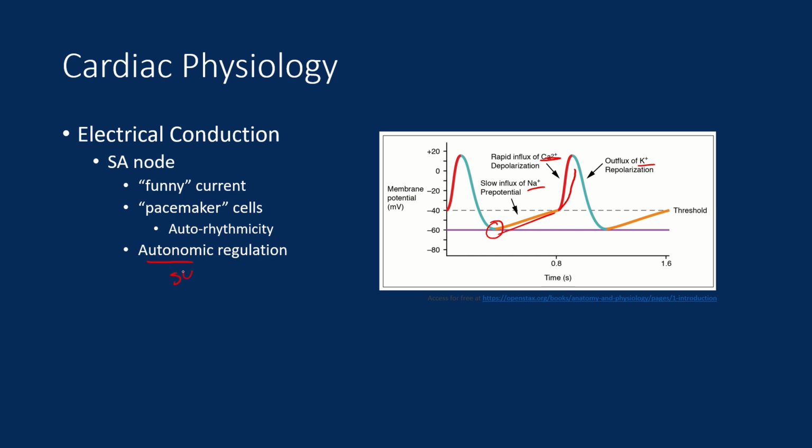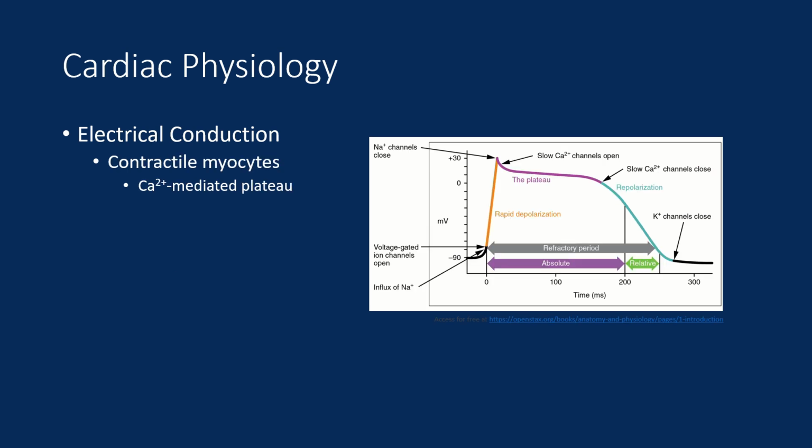So sympathetic inputs will lead to an increase in the heart rate, whereas parasympathetic will lead to a decrease in the heart rate, which makes sense. Fight or flight, you need a fast heart rate. Rest and digest, you'll have a slow heart rate. So that's the SA node, but how about the contractile myocytes themselves?